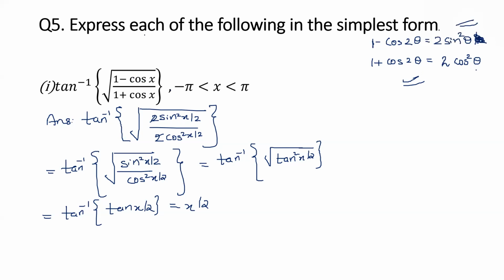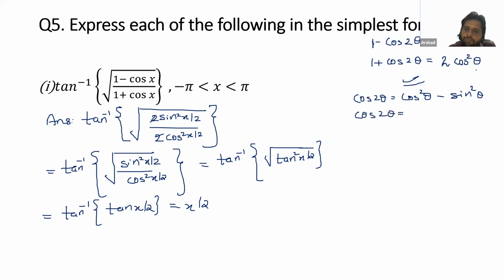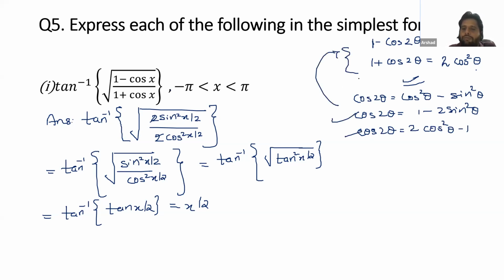Sir, can you give all the formulas for cos? All the formulas of cos? Yes, basically we have these formulas. Cos 2 theta is cos square theta minus sine square theta. Then cos 2 theta is equal to 1 minus 2 sine square theta. Next, cos 2 theta is equal to 2 cos square theta minus 1. From these we have derived these two formulas, but remember them like this: 1 minus cos 2 theta is equal to 2 sine square theta.